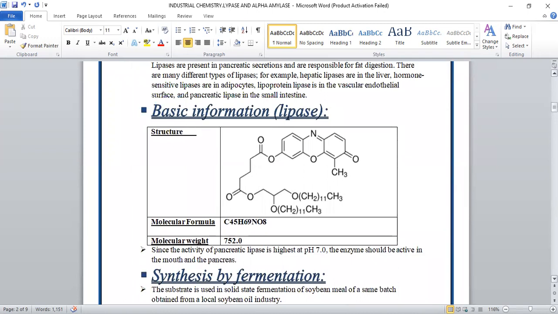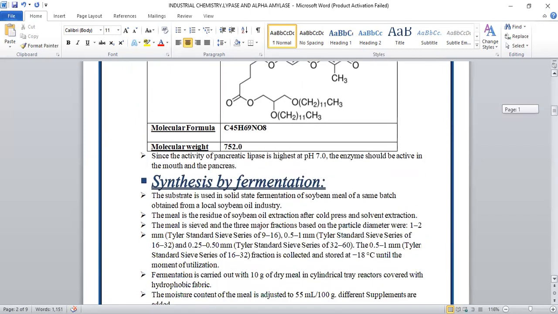Here you can see basic information about the chemistry of lipase. In the structure you can see the molecular formula is C45H69NO8. The molecular weight is 752.0 and the optimum pH is 7.0.